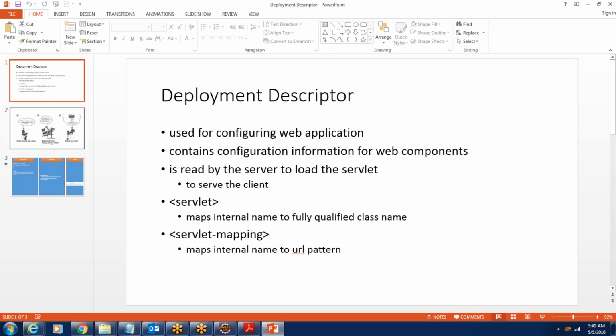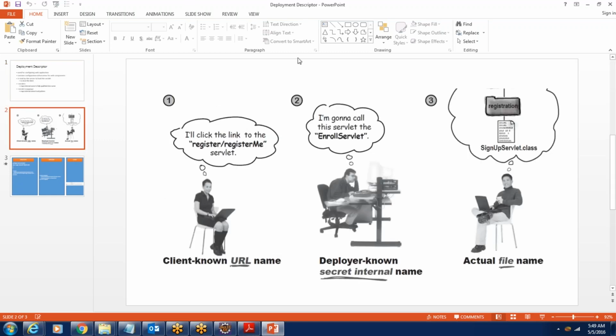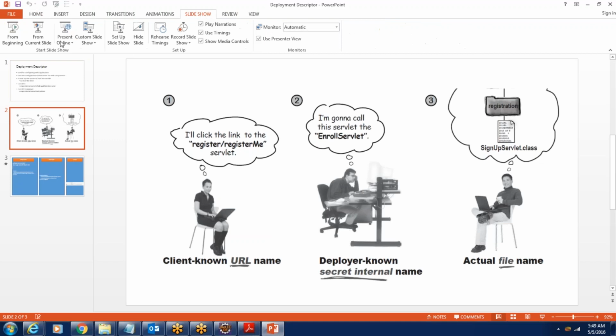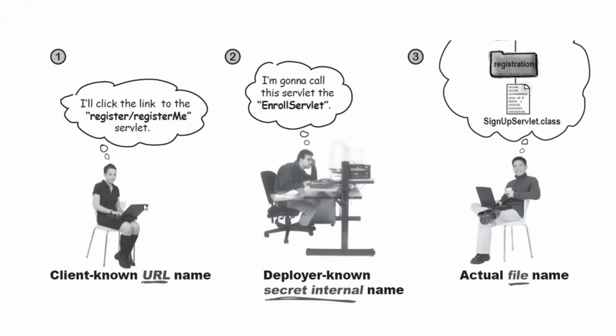Now, if we have a look at the deployment descriptor, whenever you are writing the code for the deployment descriptor, there are actually three parts in it. One is the client known URL name, another one is the deployer known secret internal name, and then the actual file name.